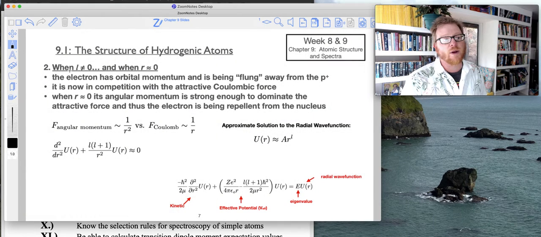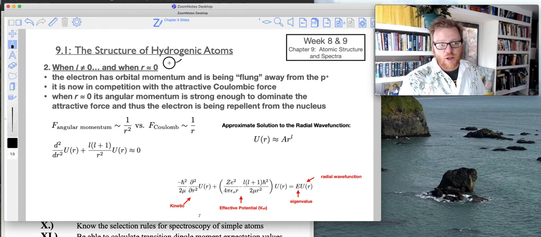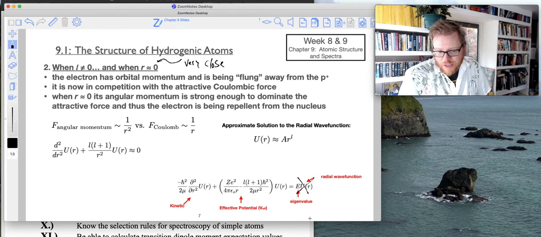condition. What about when L is not equal to 0 and still when R is very close to the nucleus? Okay, so what happens to our Schrödinger equation then? Well, once again, when R is very close to the nucleus, we eliminate that whole side of the equation because U of R will be a very, very small function.